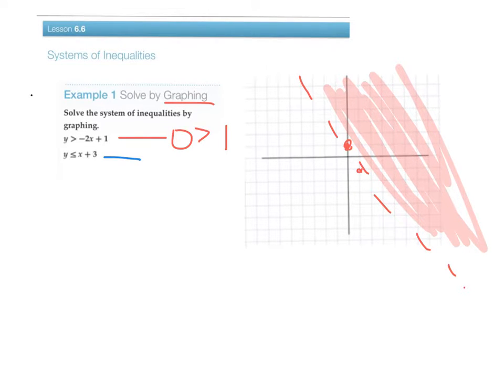So we start at the 3. 1, 2, 3. And we go up 1 to the right 1. And we draw our line. And now we're going to shade if it's true. So I'm going to put my 0 in there. Less than or equal to 3, which happens to be true. So I'm going to shade towards the 0.